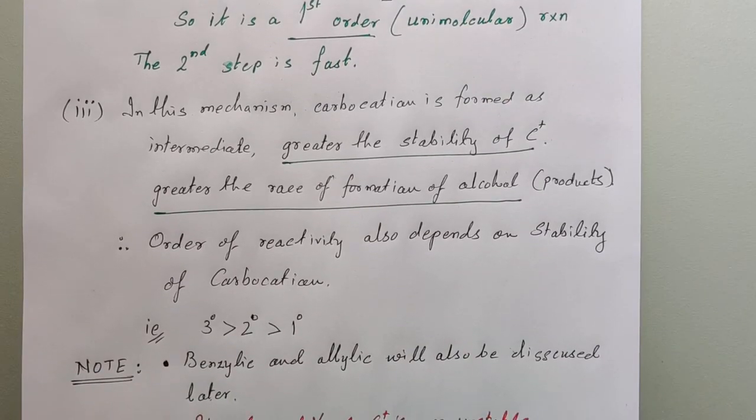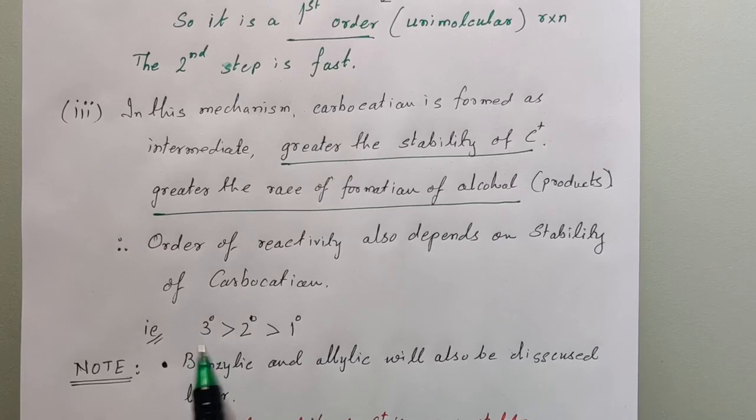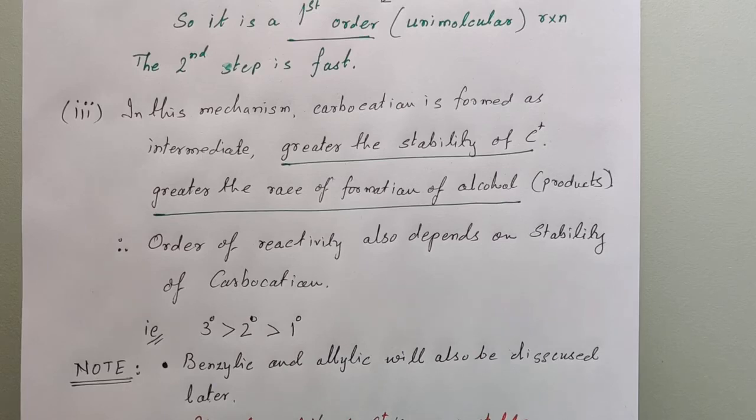Yeah. So can you see that, students? The third point, in this mechanism, the carbocation is formed as an intermediate. So greater the stability of carbocation, students, the greater is the rate of formation of alcohol, that is your product. So the order of reactivity also depends upon the stability of carbocation, and thus the order of the reaction is something like this: tertiary greater than secondary greater than primary. Clear? And so it is highly opposite to that of Sn2.